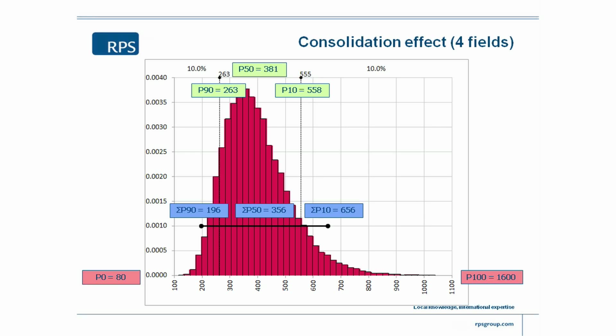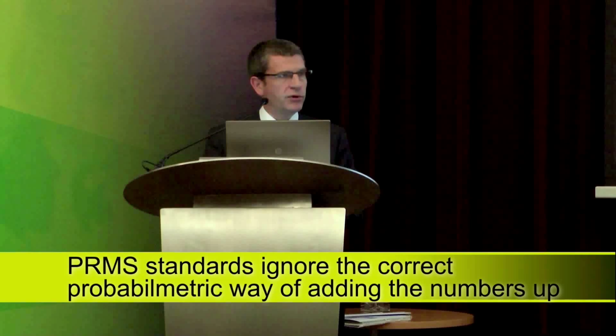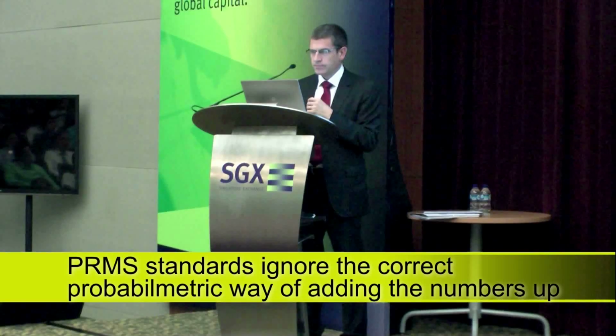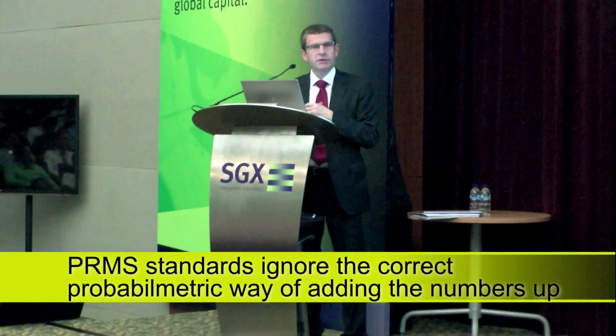The numbers in blue are just the answers if you just added up the individual 1P numbers, the individual 2P numbers, the individual 3P numbers. And you can see that 196 is very different to 263. Okay? So having told you that the correct way to do it is to use those green numbers, not the blue, what does PRMS tell us to do?